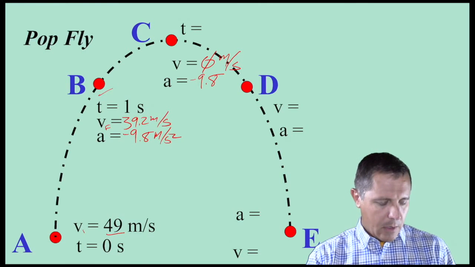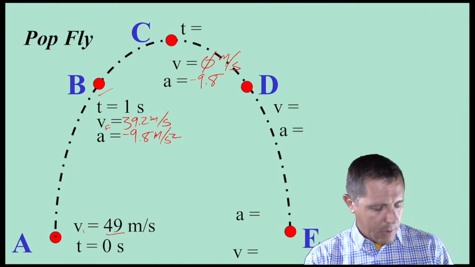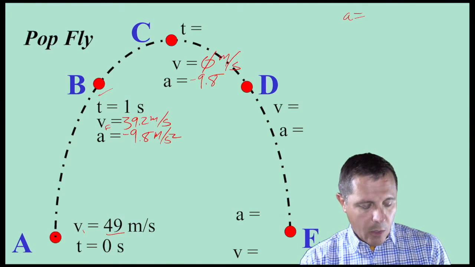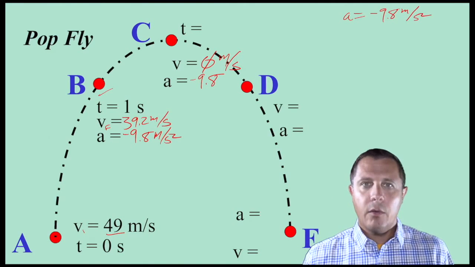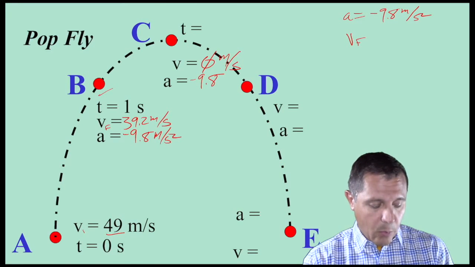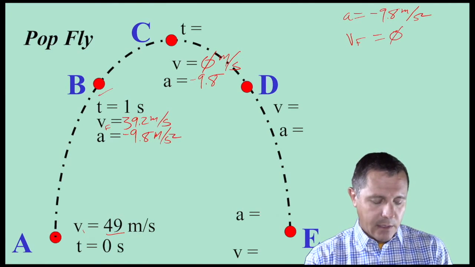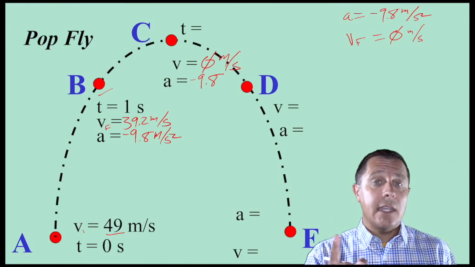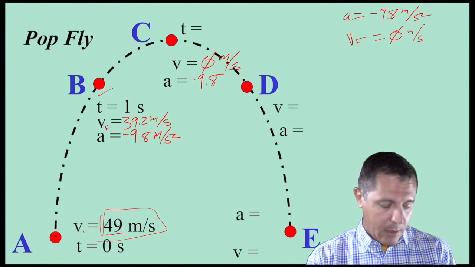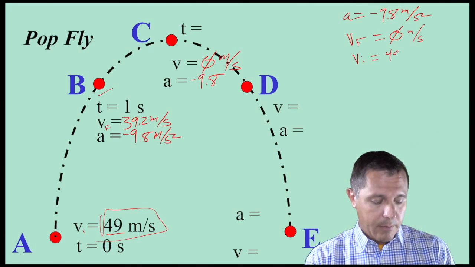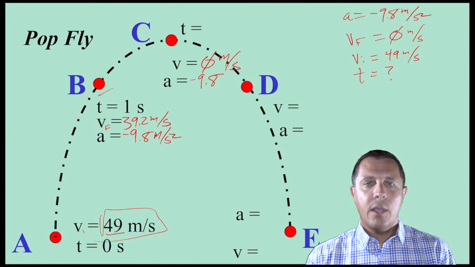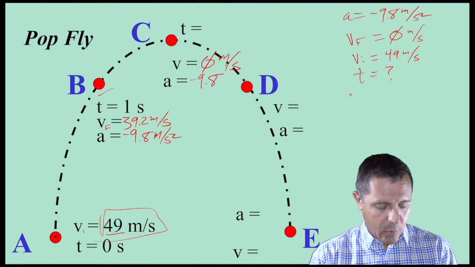So here we go. What is the time going to be to reach the peak? Well, let's list our givens. So far we know the acceleration is always, always, always negative 9.8 meters per second squared. We can write that down. We know that the velocity at the peak is 0, which I will say V final. V final is 0 meters per second. My initial velocity is the velocity from time equals 0, the very beginning, which is the 49 meters per second. So V initial is 49 meters per second. And I want to know time, so I'm going to write that in my givens. T equals question mark.